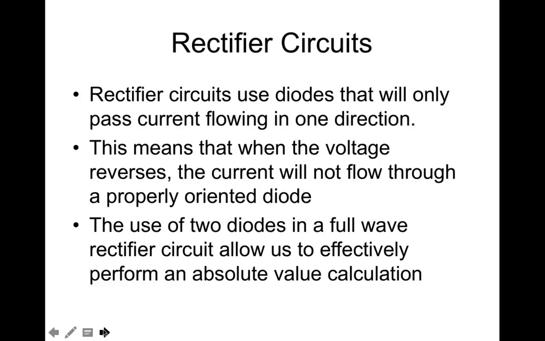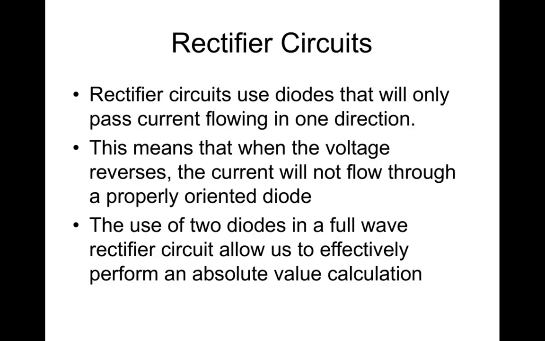The final circuit that we want to discuss is the use of a rectifier circuit. Rectifier circuits use diodes and diodes basically are circuit elements that only pass current in one direction. So what this means is that if you have a voltage reversing and you're, say, taking an output over a resistive element, the current won't flow through a properly oriented diode.